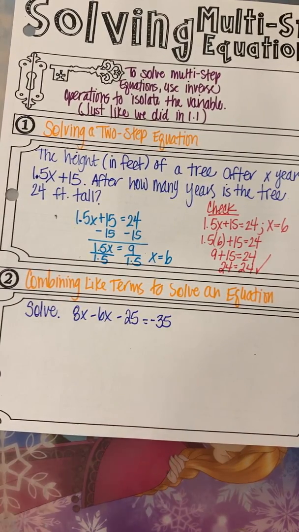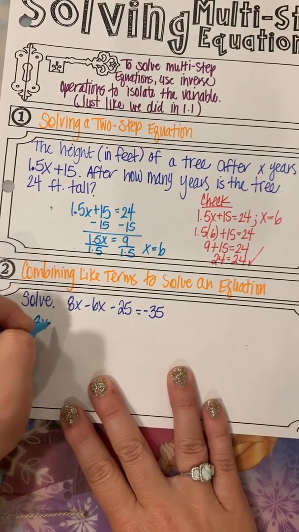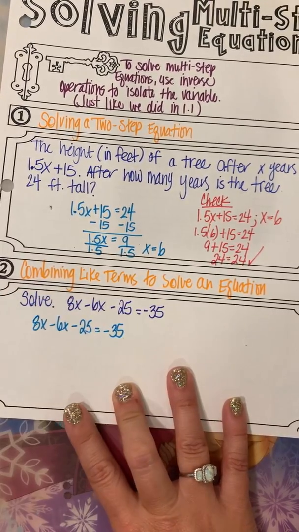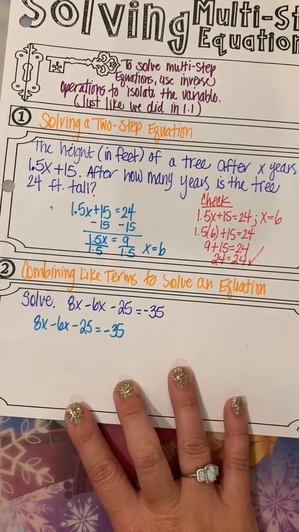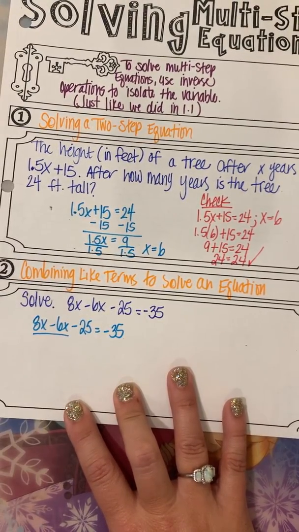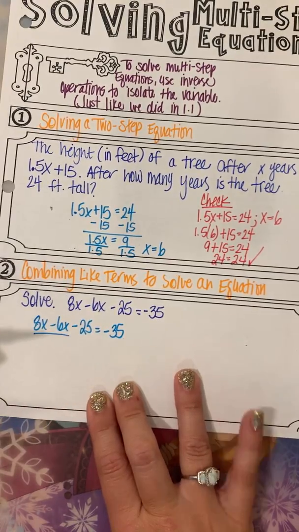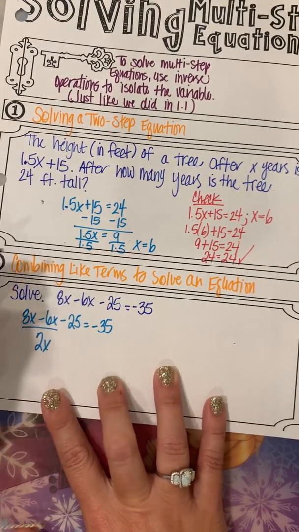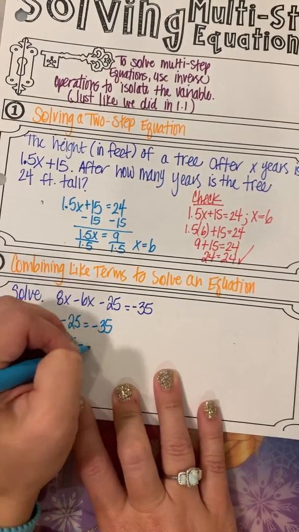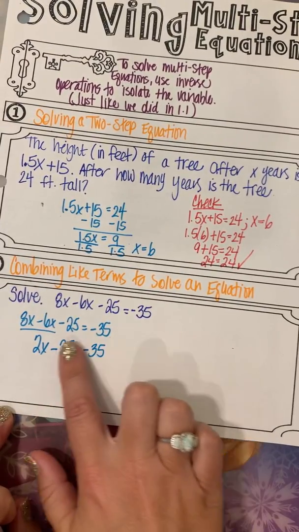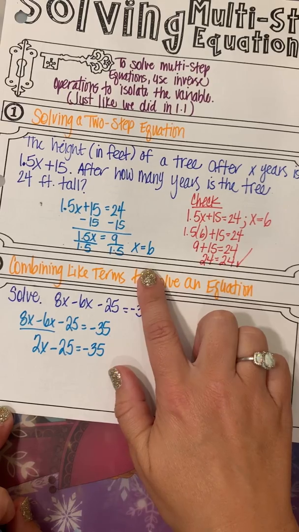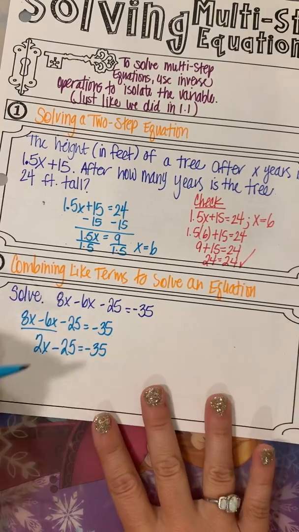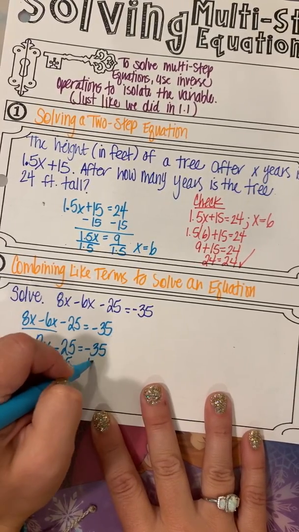So remember, my first step is to always rewrite my equation: 8x minus 6x minus 25 equals negative 35. And again, it's having us combine like terms. 8x minus 6x, or 8x plus negative 6x, is going to give me 2x. So now I have 2x minus 25 equals negative 35. Now it looks more like what we did in example 1. So again, I'm going to add or subtract first. They give me subtraction, so the inverse is addition. So I'm going to add 25 to both sides.